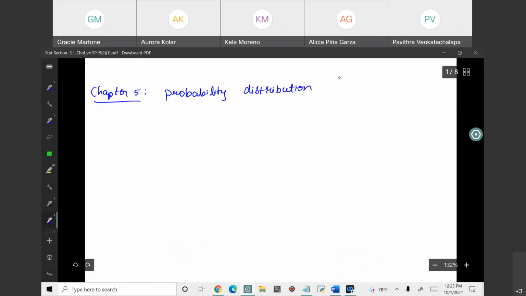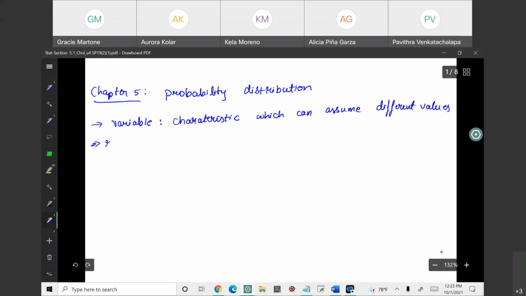Okay, so before I get into this, I need to define some terms. So what is a variable? A variable is nothing but a characteristic which can assume different values.